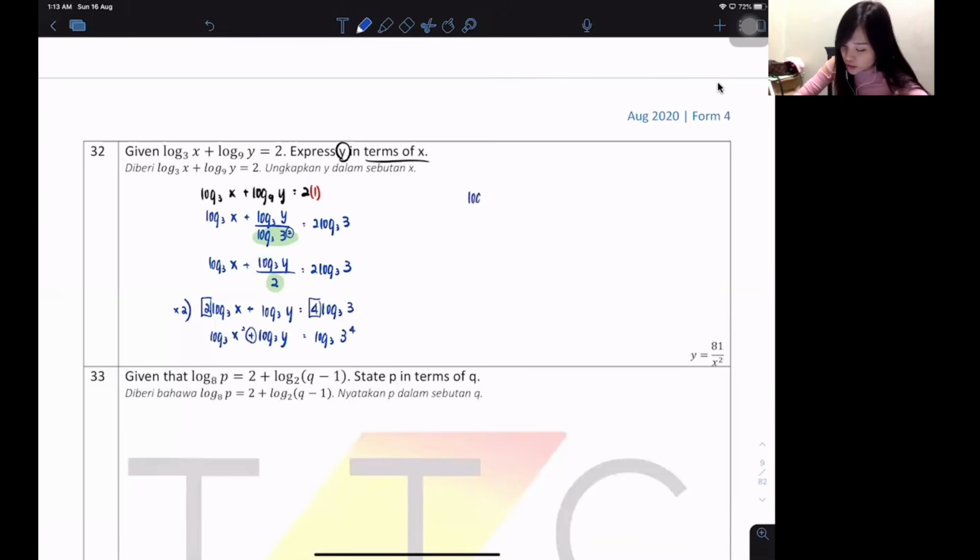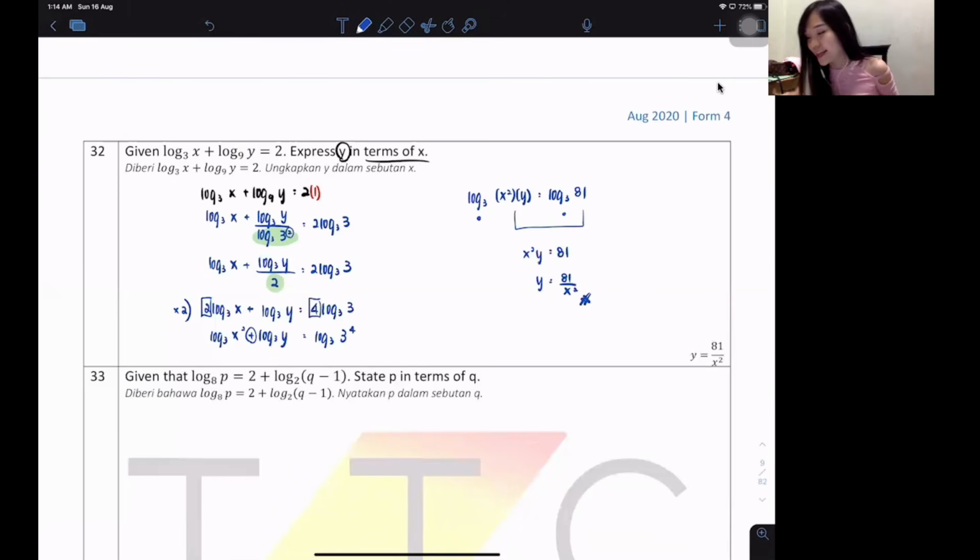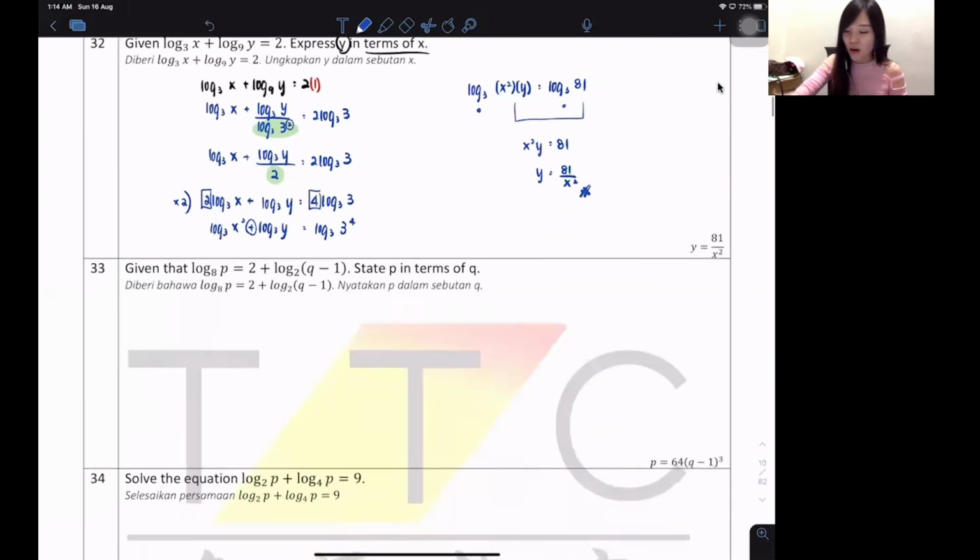So the left side got 2, but they are in a plus relation. Plus becomes times. 3 to the power 4 is 81. See? Left side 1, right side 1. Time to compare again. x squared y equals 81. So the y answer will be 81 over x squared. Done again. Understand? I go on.